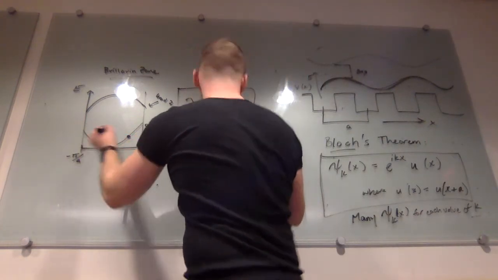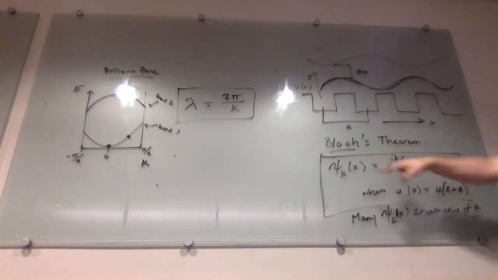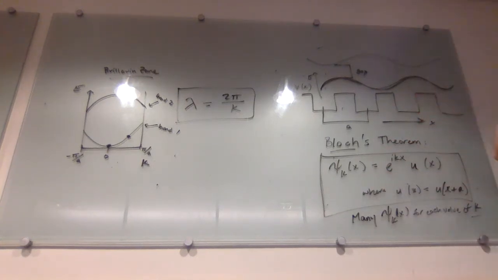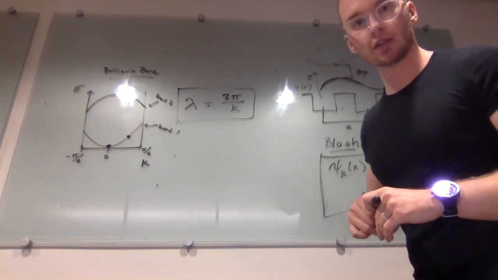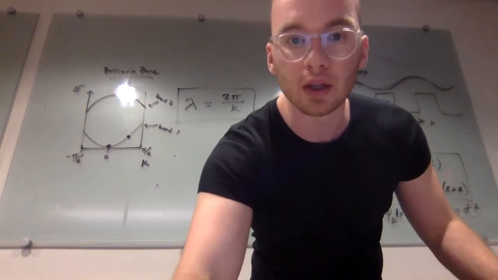I would just have to pick a value of k, plug it in, and then it would give me a wave function that would be in this system. So now this is where we get to question 2. I'm segueing nicely into question 2, which is... I actually forgot what question 2 says.